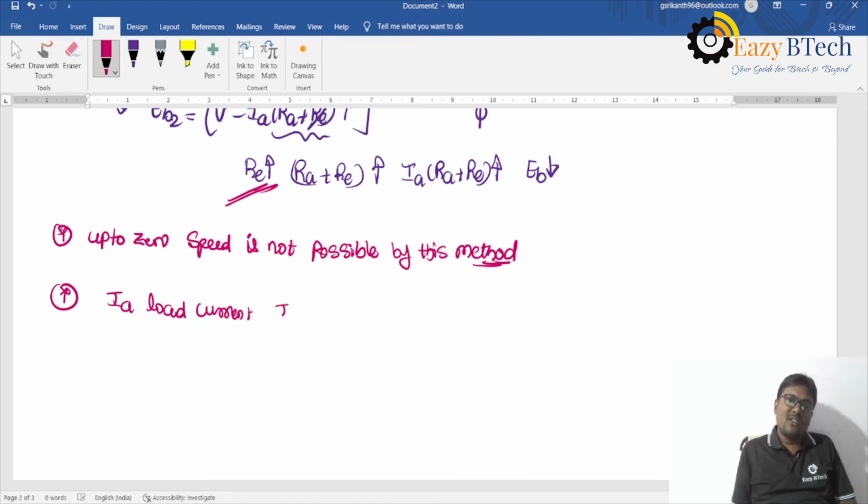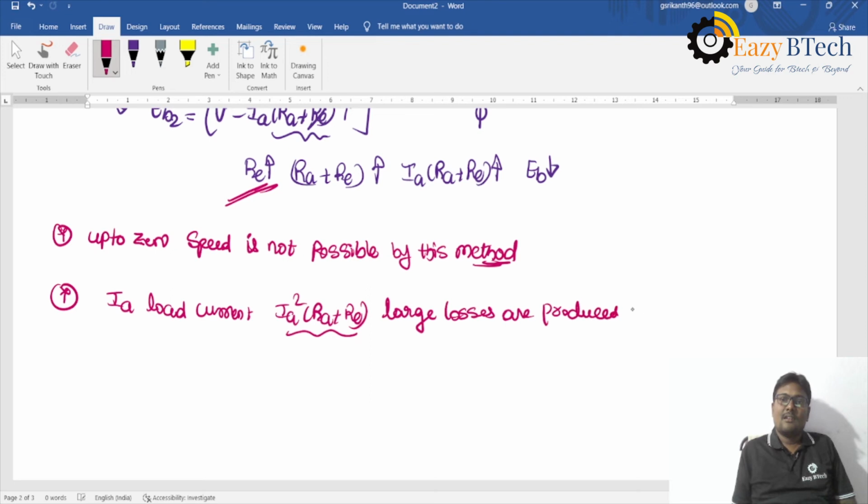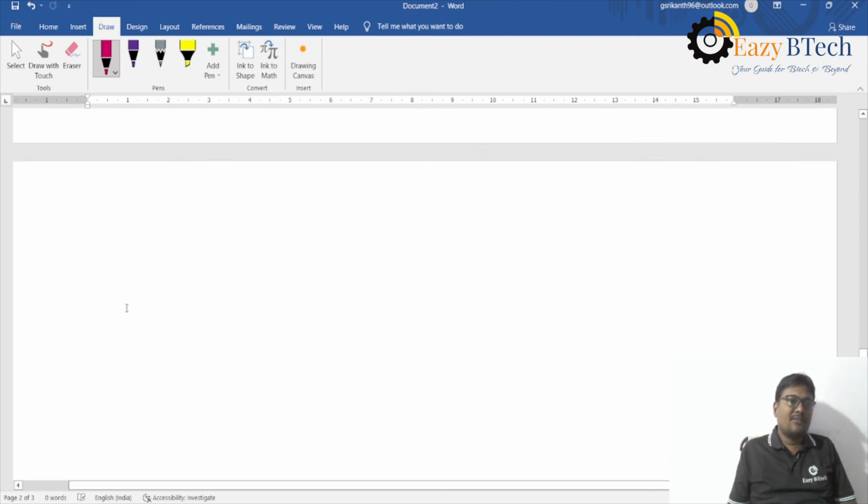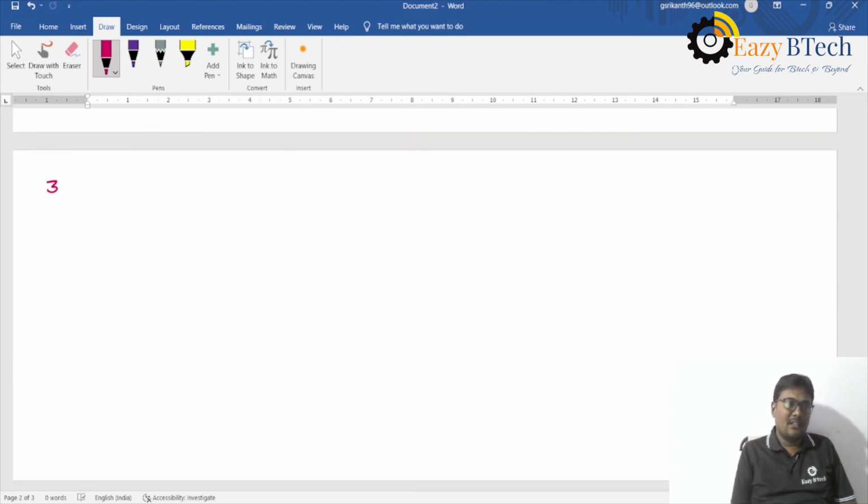then Ia squared into (Ra plus Re) is a large loss produced in the external resistance and the armature. That's why we go for another method. Since losses are produced anyway, we can go for the potential divider control.